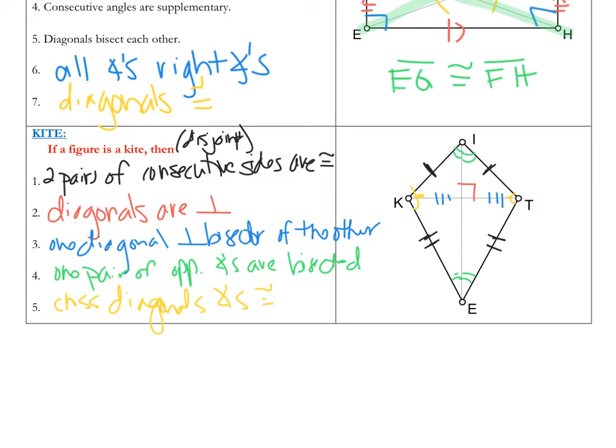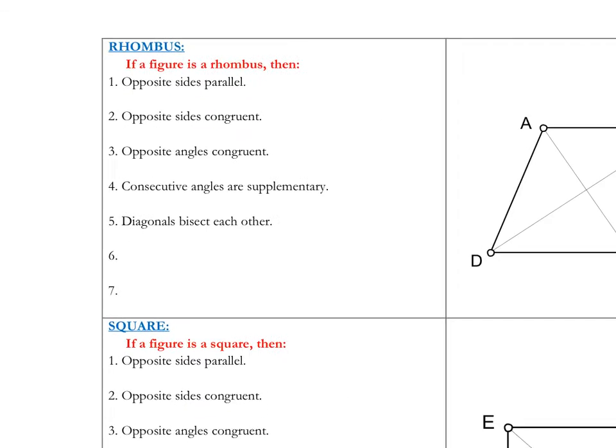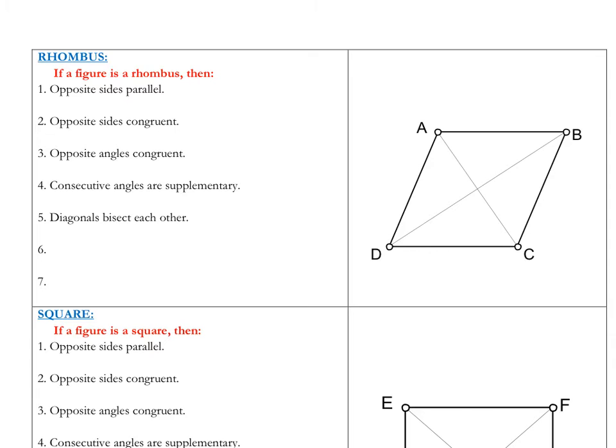All right, we've got 4 more special quadrilaterals to talk about, so let's go to the next page. Again, a rhombus has all of the properties that a parallelogram does. So we have opposite sides parallel, opposite sides congruent, opposite angles congruent, and diagonals bisect each other.